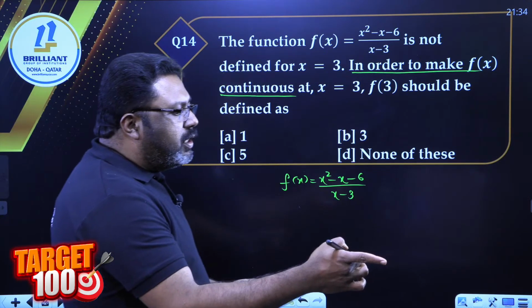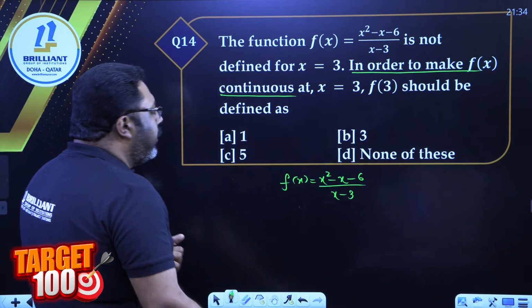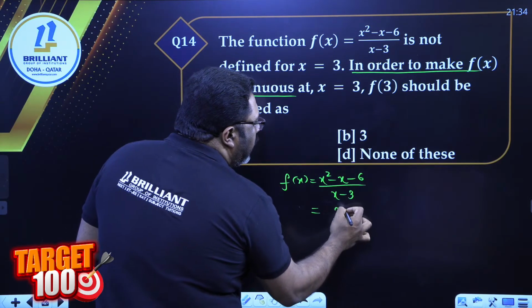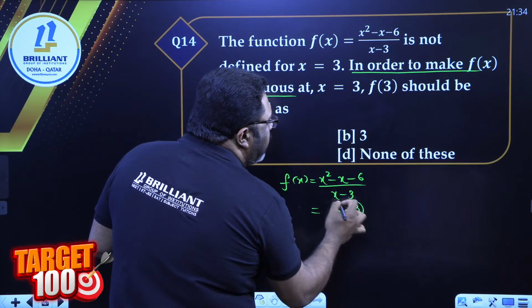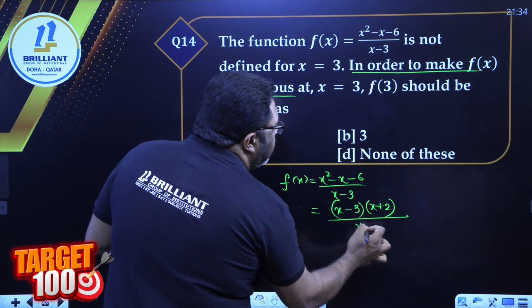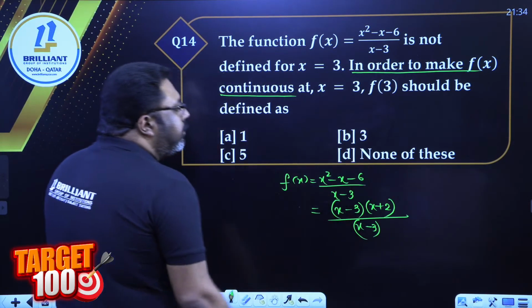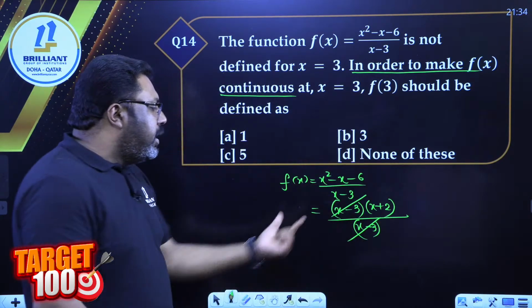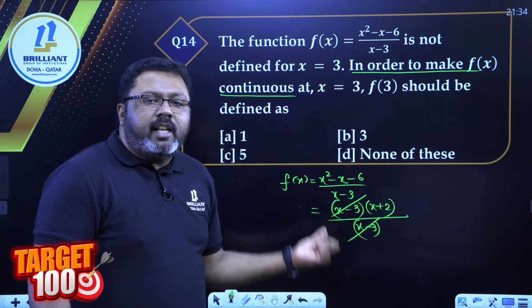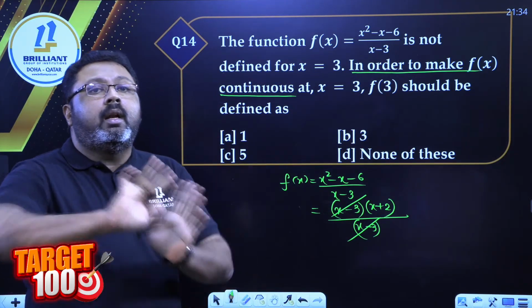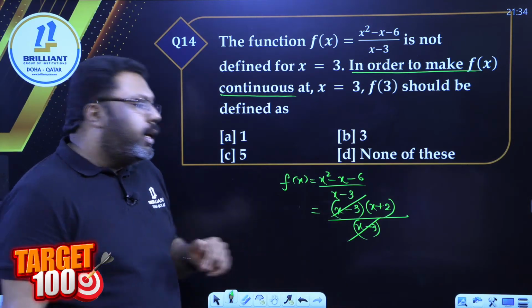Some of you have said the answer already. Yes, very good. I'm going to factorize this actually. This is going to be factorized as x minus 3 into x plus 2 divided by x minus 3. It's a quadratic expression which can be factorized. I can take out x minus 3, x minus 3. Do you see that? X minus 3, which was creating a problem in the denominator, has been removed. So it's a removable discontinuity.